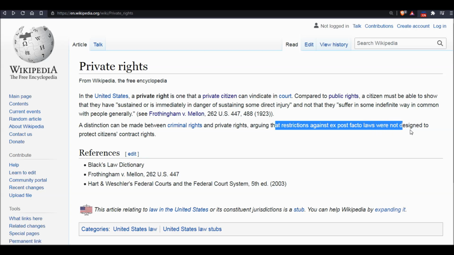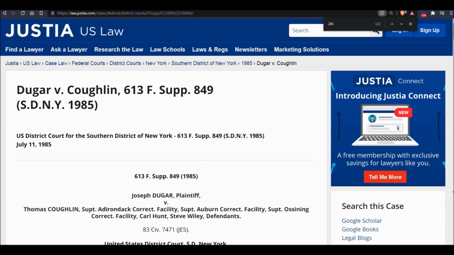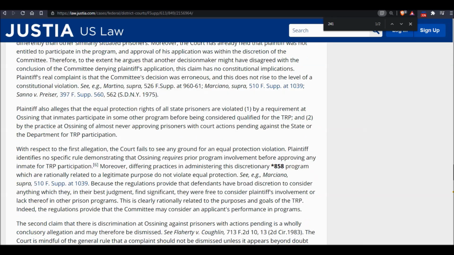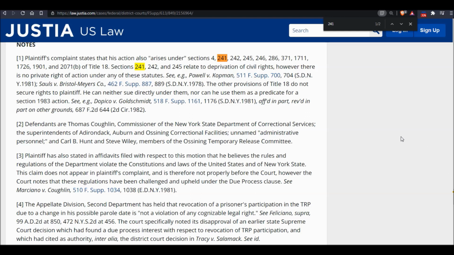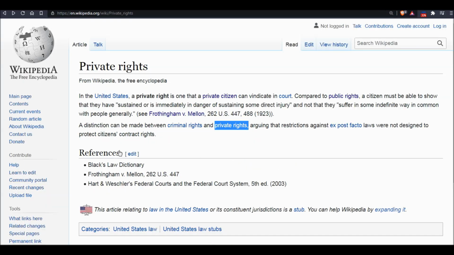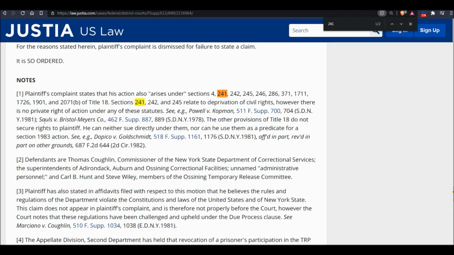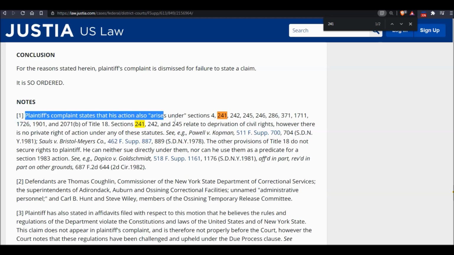arguing that restrictions against ex post facto laws were not designed to protect citizens' contract rights, aka 18 U.S.C. 241, 242, 42 U.S.C. 1983, does not protect you any right and does not afford you the private right of action. If you're still in doubt, the case law Dugger versus Cullen, 1985, lets you know blatantly, word for word, that your 18 U.S.C. 241, 242 does not afford any private right of action. Why? Because of these basic principles that we've just simply went over. It tells you, plaintiff's complaints state that his action also arises under Section 241, 242 of Title 18.